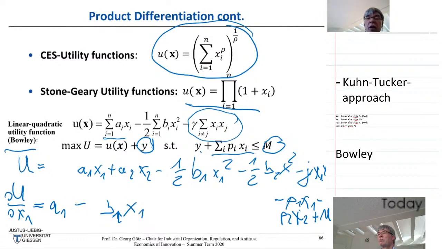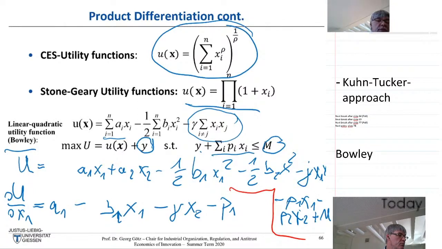So minus b1 x1, and then we have here the x1 at the gamma, so we get minus gamma x2, and we have here the price minus p1, and going back here, minus x1, and that's supposed to be equal to 0. But what you have got now, I just cheat a little bit. I erase the 0 here, and I also erase that equality sign.